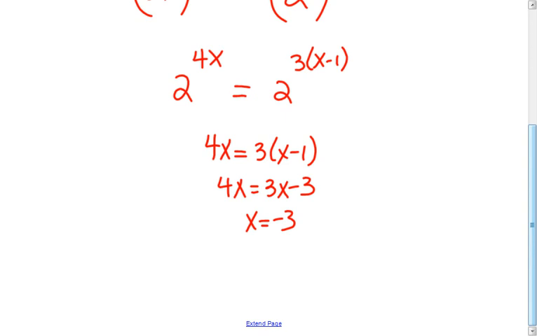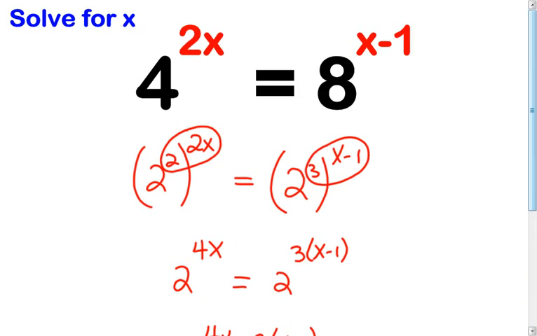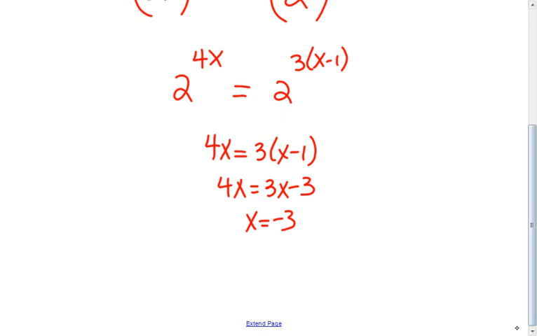And of course, I do always want you to plug it in and check it, because again, sometimes you get ones that won't check. So the question is, does 4 to the 2 times negative 3, which would become 4 to the negative 6, equal 8 to the negative 3 minus 1, or 8 to the negative 4th power? And if you check that out, it does work. Okay, so that is a true statement.